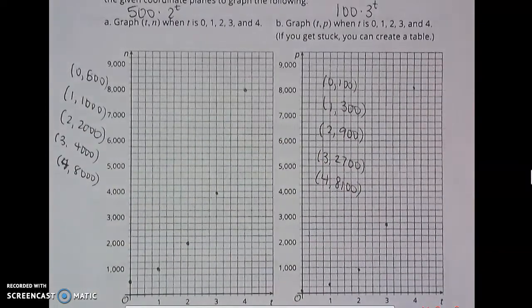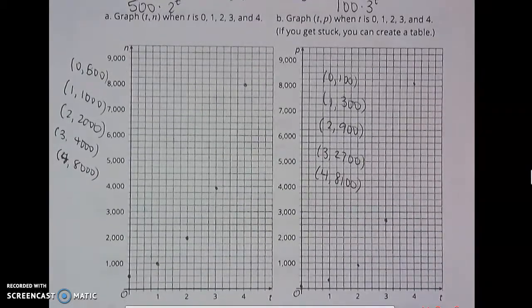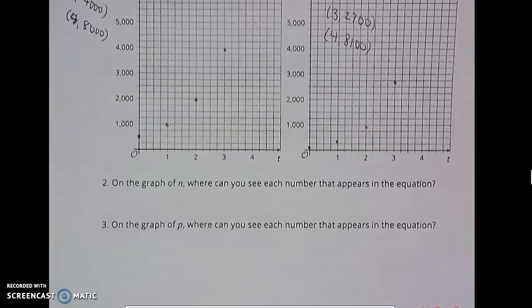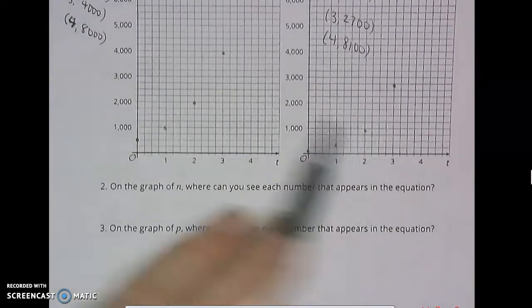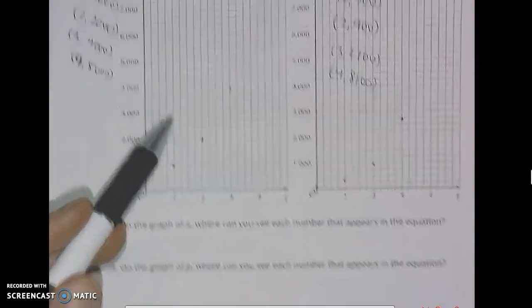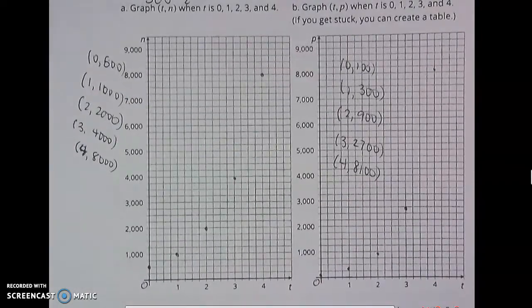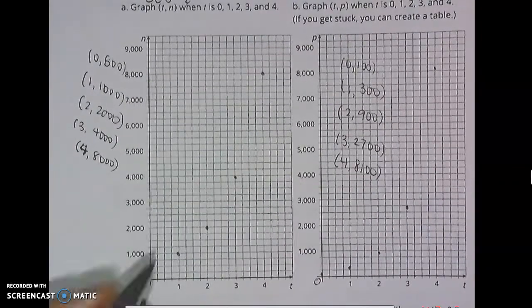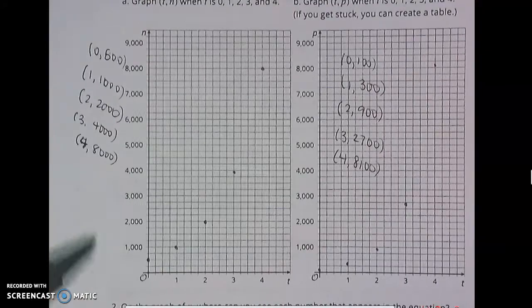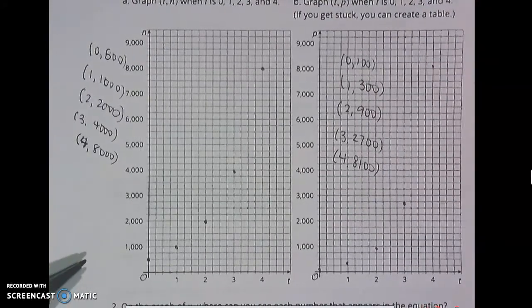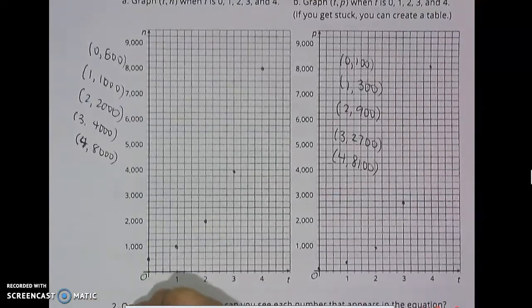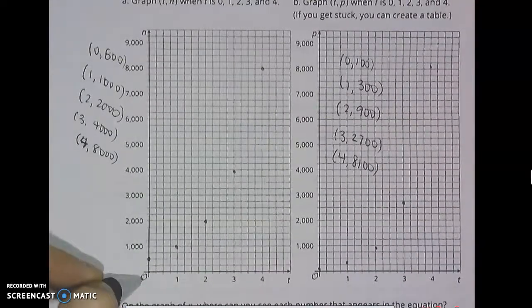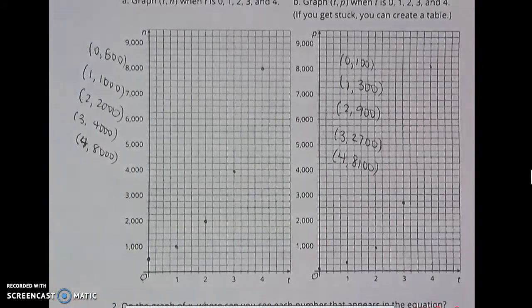Okay, so looking at these graphs, it's asking us here on the graph of n where can you see each number that appears in the equation. And same thing over here. So let's just look at this first one and answer letter number 2 there. So where can we see the 500? In this graph, where do we see that 500, that starting amount? So this is the y-intercept on this graph. At 0 hours, we're at 500.